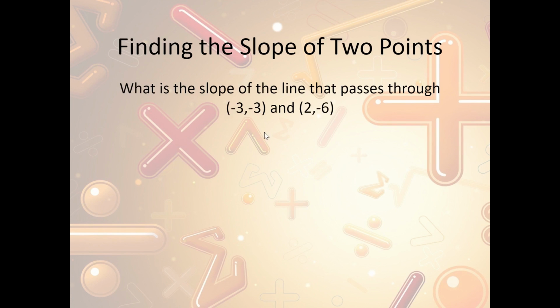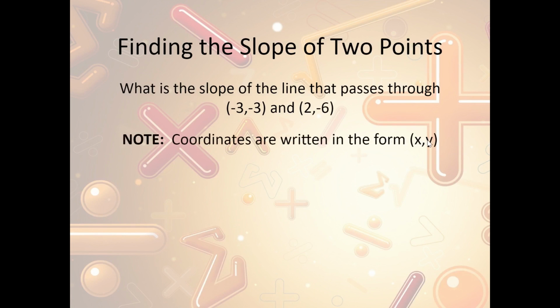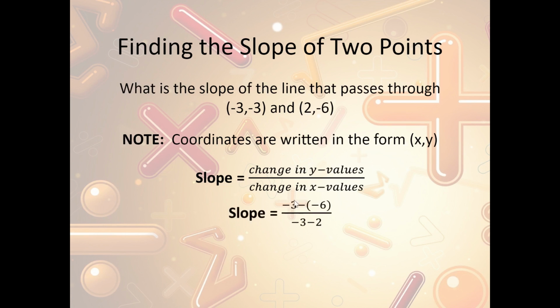So what is the slope of the line that passes through -3, -3, and 2, -6? Again, coordinates are written as x and y. So this is my x, this is my y, this is my x, this is my y. And slope is change in y over change in x. So I'm going to calculate that by subtracting my y values first. So -3 minus -6. And then I'm going to subtract my x values, which is -3 minus 2.